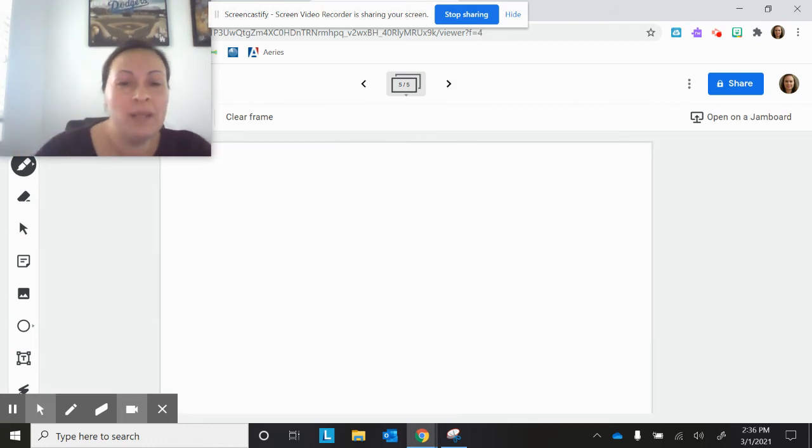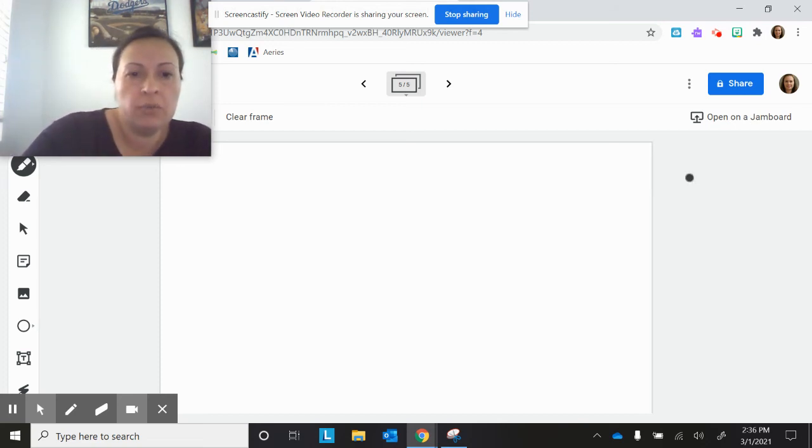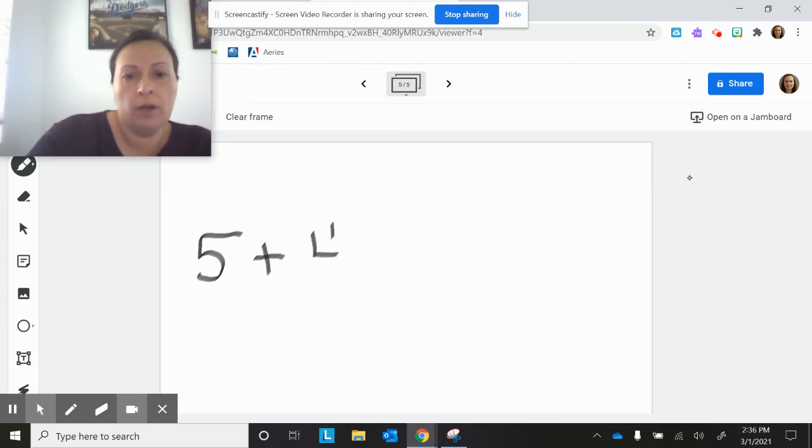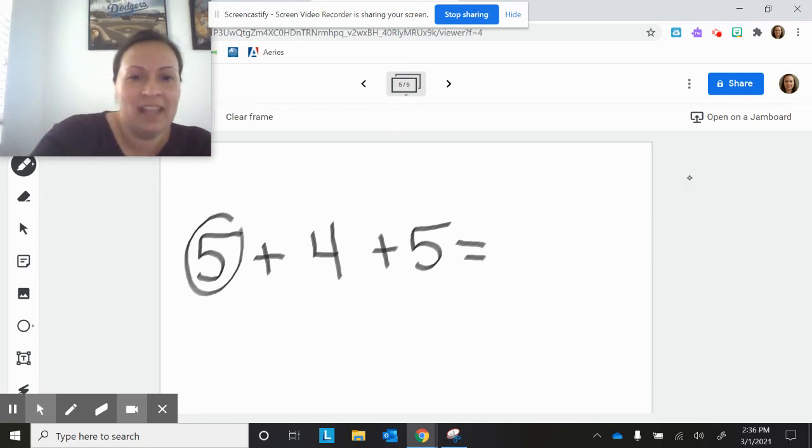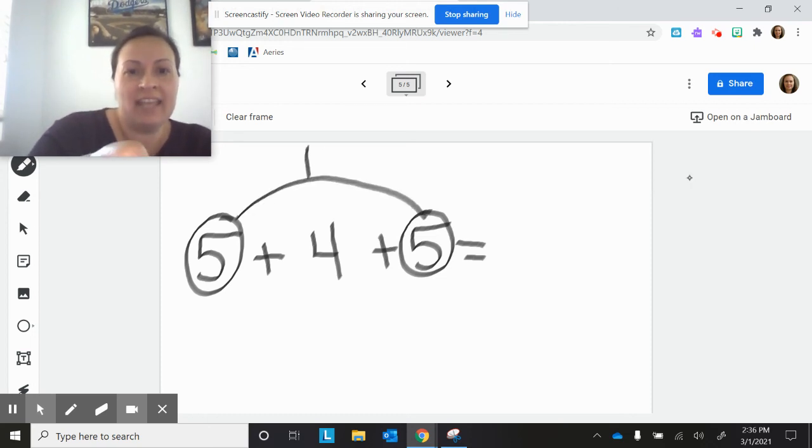Now let's do a little bit of review just with 3 addends, okay? So what I want you to do is write 5 plus 4 plus 5. Great. Now, do you see any partners that make a rainbow of 10? I do. I see 5 and 5. 5 and 5 make a rainbow of 10.